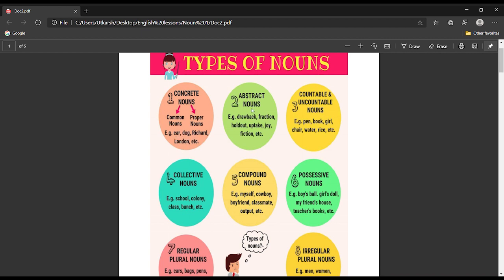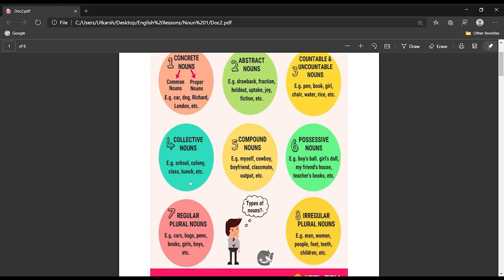Then abstract noun shows the emotion, and the examples will be drawback, fraction, hold out, uptake, joy, fiction, etc. Countable and uncountable nouns. These are pen, book, girl, chair, water, rice, etc. Then let's move down to collective nouns. In this video, you will see 2-3 exercises which will give you the list of collective nouns available for various people and animals and birds. So here the collective nouns are school, colony, glass, bunch, etc.